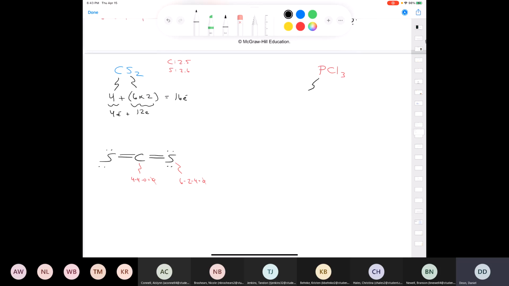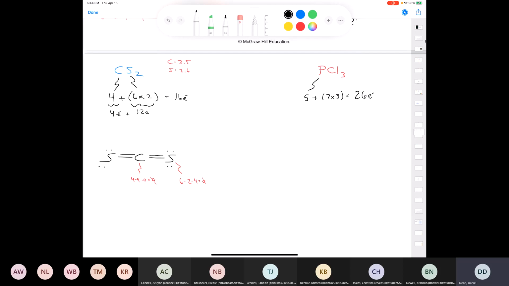Anyhow, phosphorus has a total of 5 valence electrons, right? Phosphorus is just below nitrogen. It's in group 5A. Chlorine is a halogen, right? By now you have the halogens memorized. Fluorine, chlorine, bromine, iodine. They all have 7 valence electrons. So 7 times 3 is 21. 21 plus 5, we've got a total of 26 electrons. I like the way my students think.